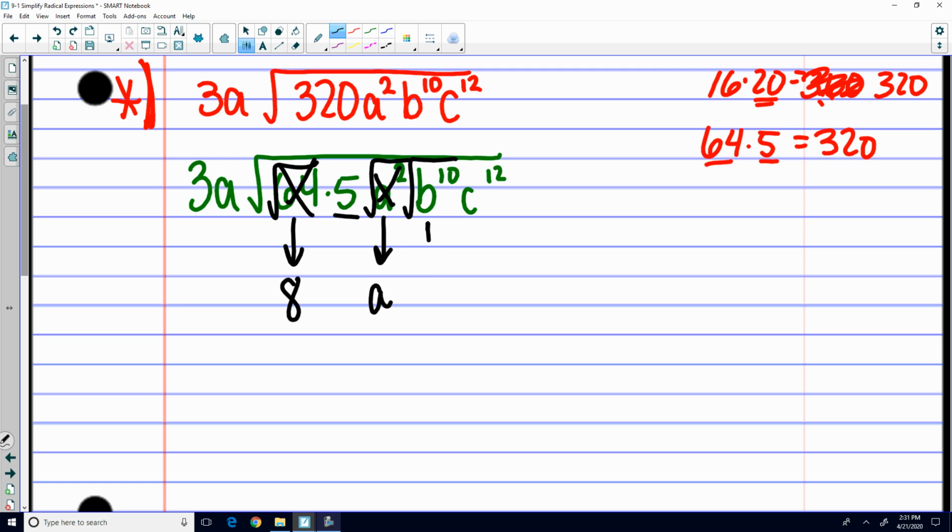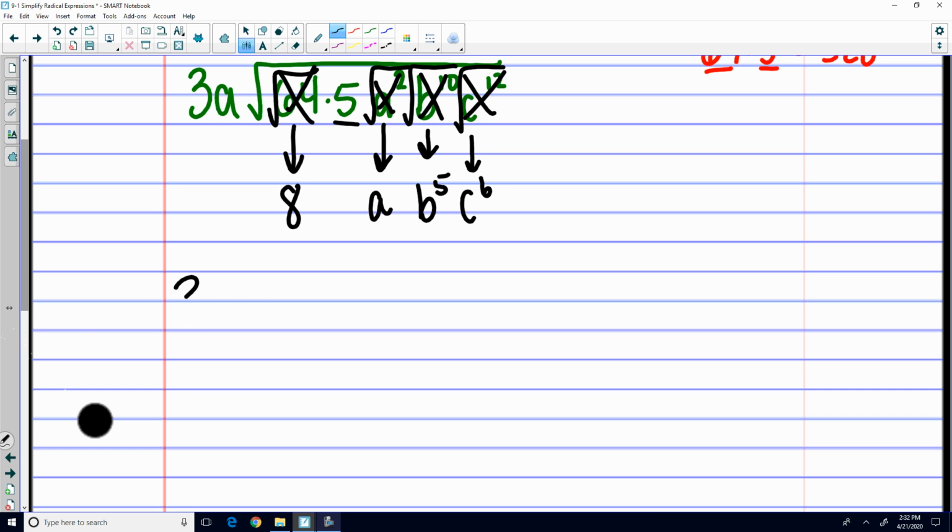The square root of b to the 10. Remember, you halve it, so it's b to the 5th. Gone. The square root of c to the 12 is c to the 6th. You take half of it. And there's everything I pulled out. All I was left with was an 8 or a 5 left inside of it. Perfect. All right, let's rewrite what I have in extra steps. So I'd have 3a times 8 times a times b to the 5th times c to the 6th. I'll simplify that down for you. And then left in the radical is just a 5.